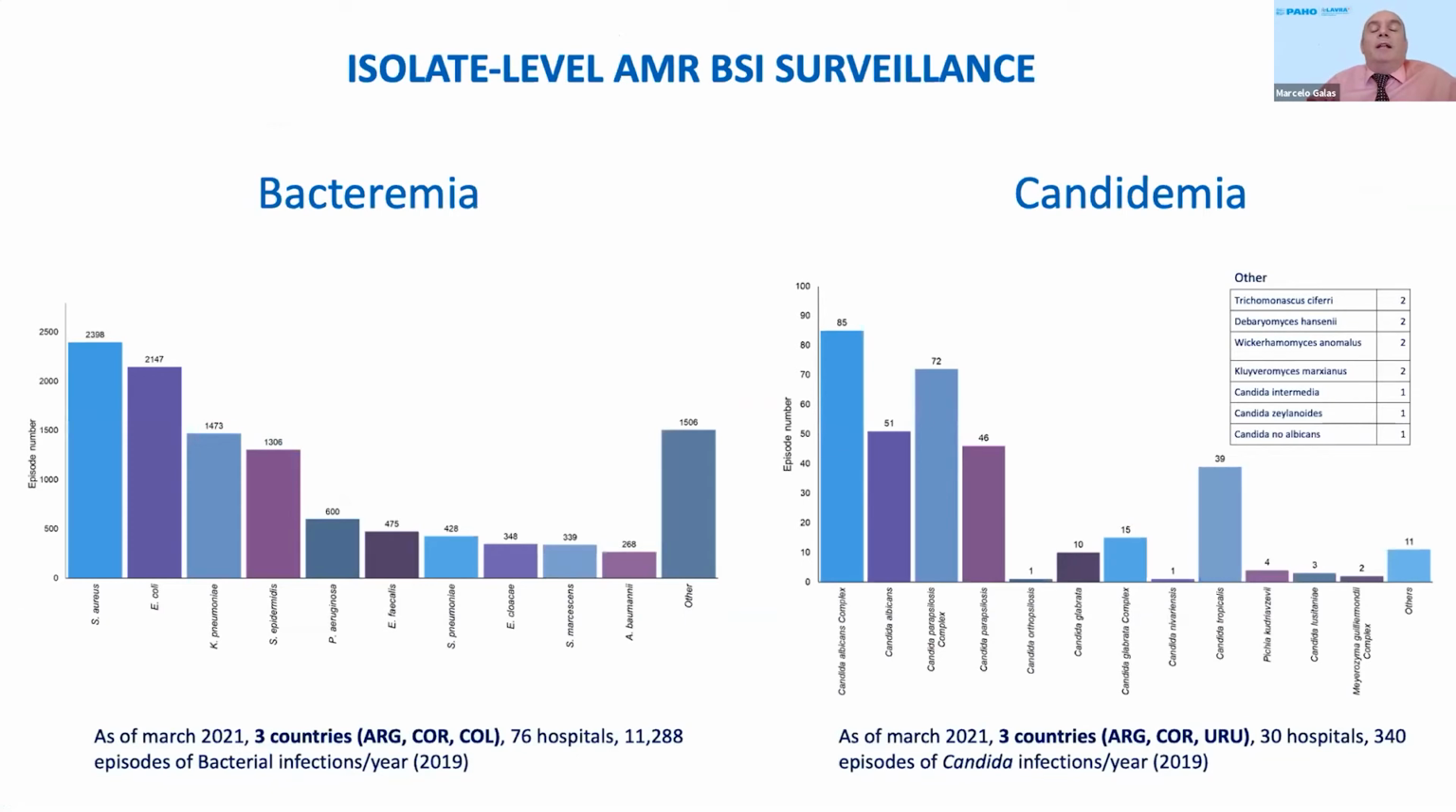Regarding patient-level surveillance, which is our new initiative, we are doing bacteremia and candidemia. These are the data that we have until now: 76 hospitals belonging to 3 countries and approximately 11,000 bacterial isolates, and also for Candida, 3 countries and 30 hospitals, with 340 episodes of candidemia. We have the information at patient level in that case. The next one.